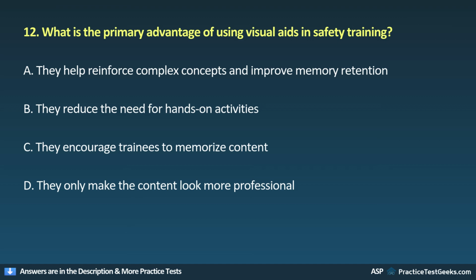12. What is the primary advantage of using visual aids in safety training? A. They help reinforce complex concepts and improve memory retention. B. They reduce the need for hands-on activities. C. They encourage trainees to memorize content. D. They only make the content look more professional.